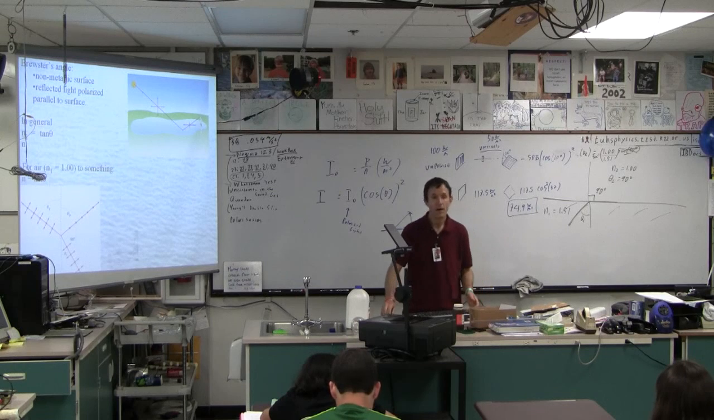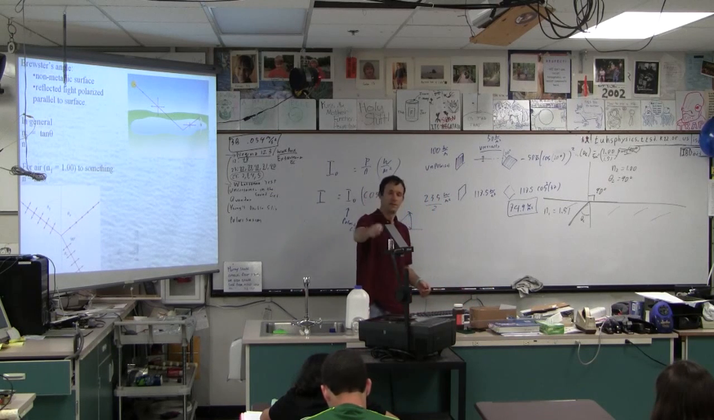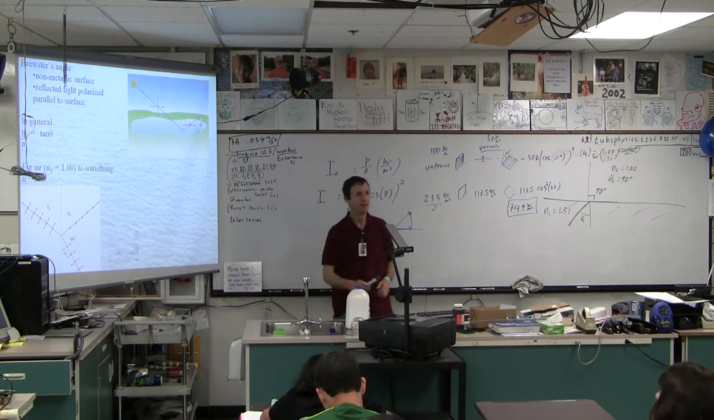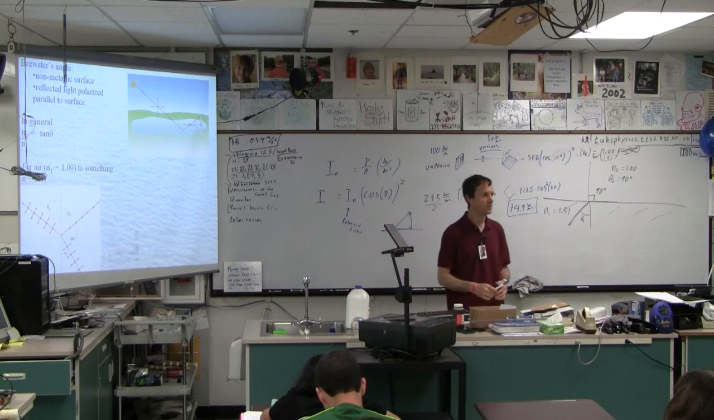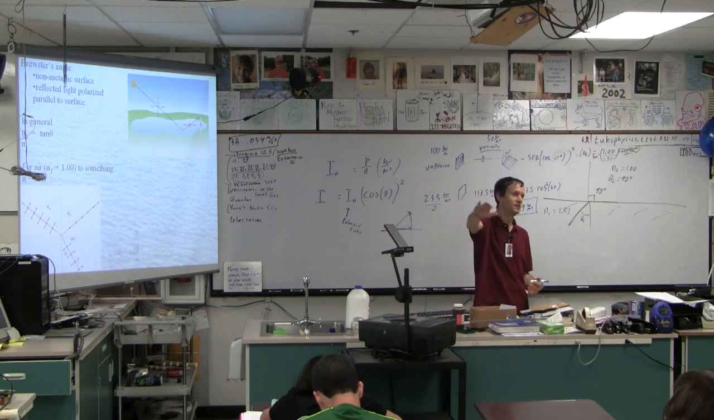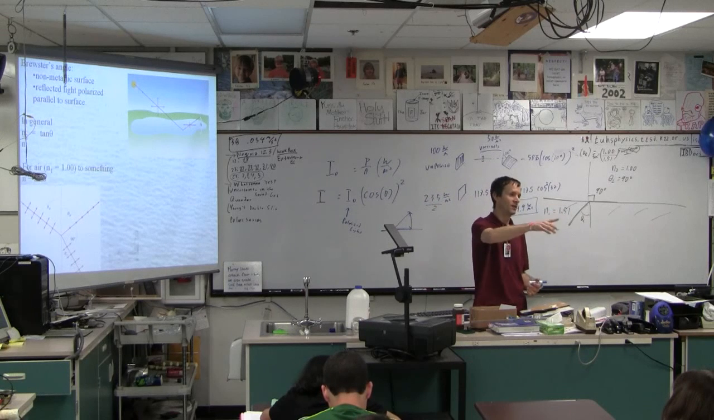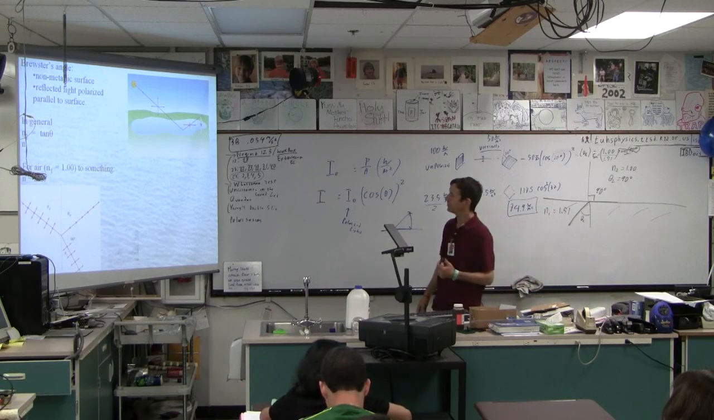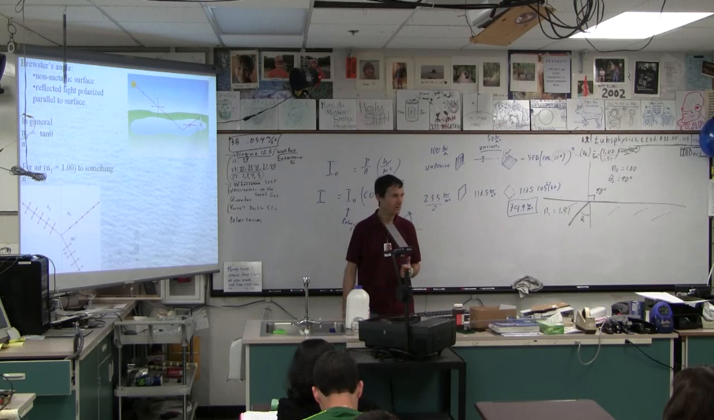Go team. Now, the next concept is that when light bounces off reflective surfaces, like water, this is a good example. Glass.